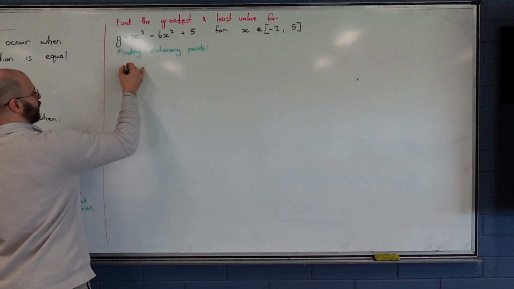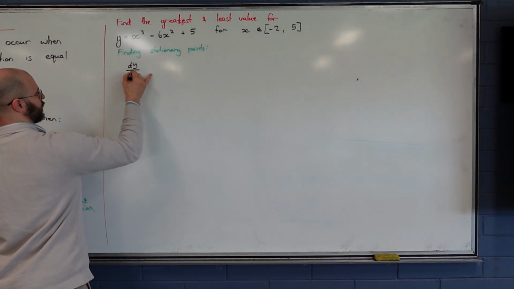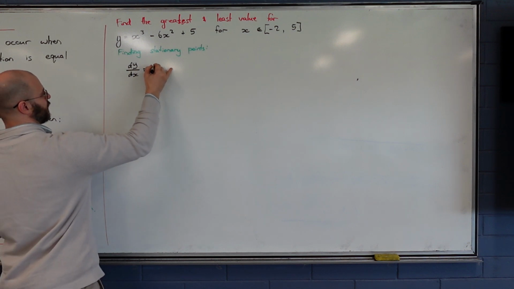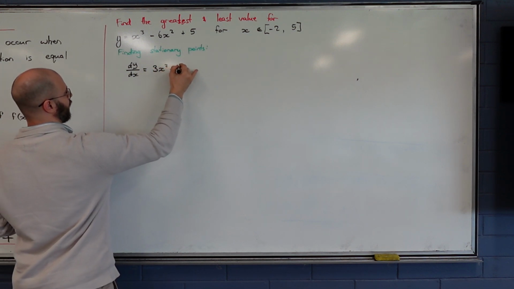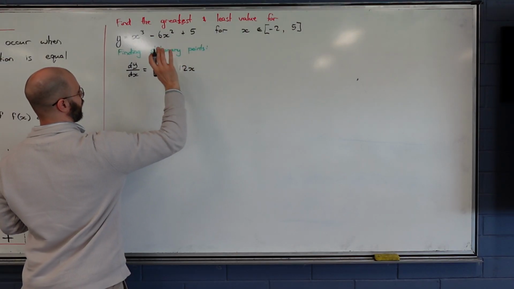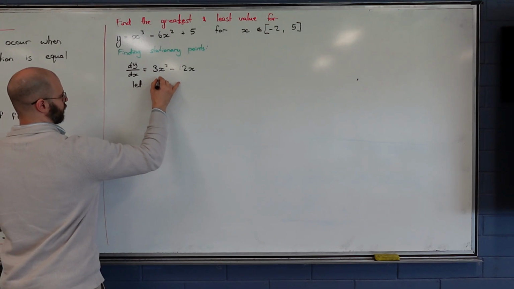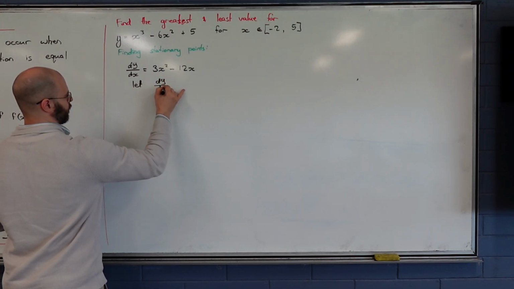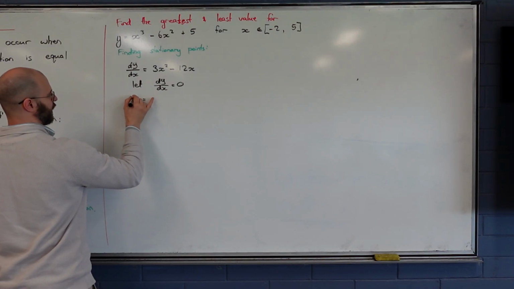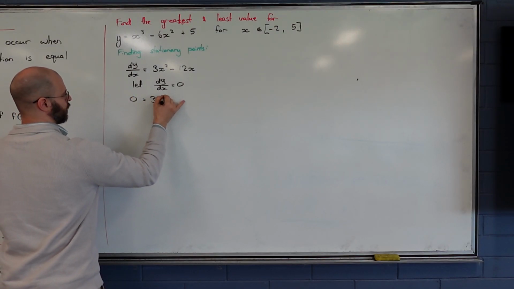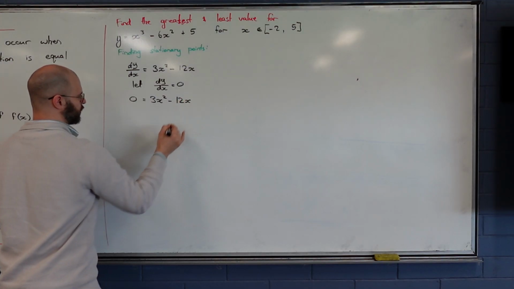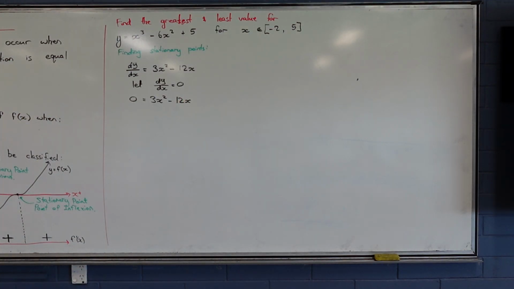So if we get dy over dx, we discover that that's going to be 3x squared minus 12x, and then set the left-hand side to 0. What we end up searching for are the zeros of the expression on the right, which will reveal to us the values of x where the stationary points occur.